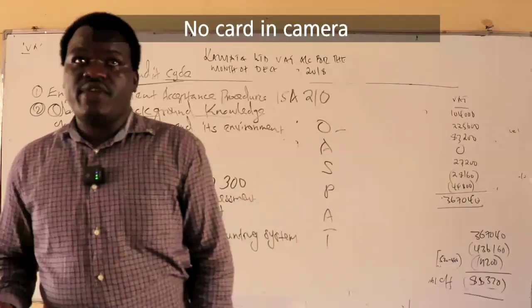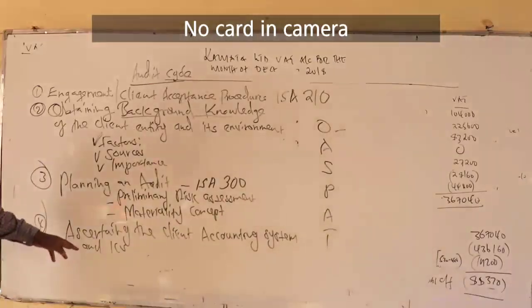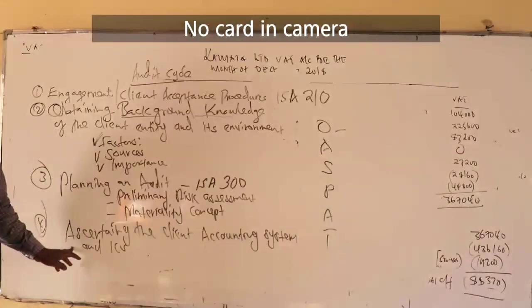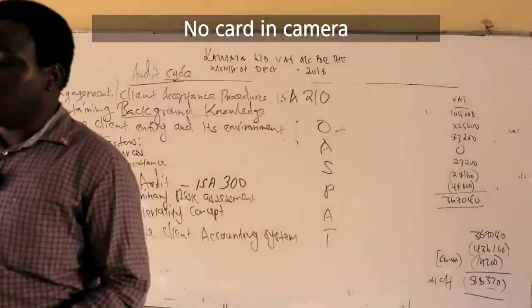We have the techniques that you can use to ascertain the system. One, you can have a discussion with the client's officers. Just have a discussion with them. Have a discussion with the client's management.